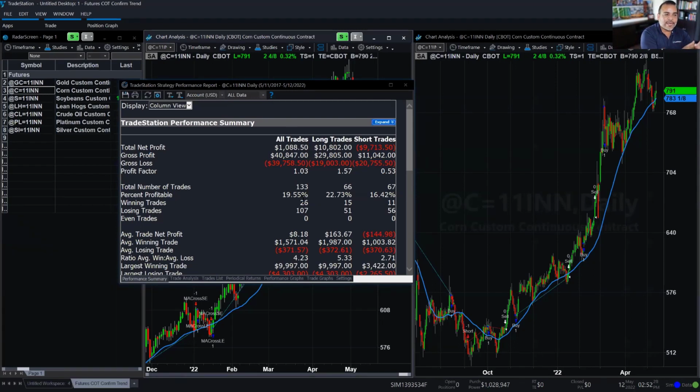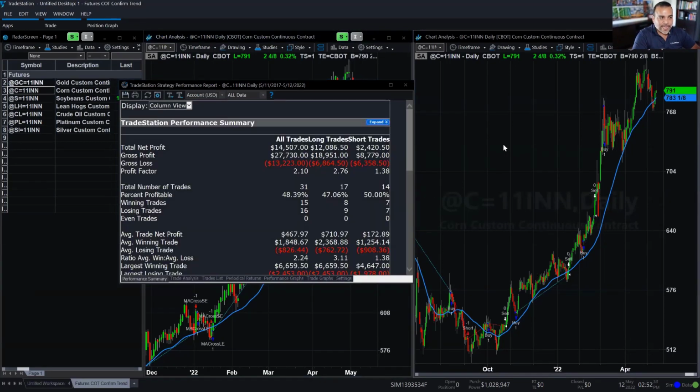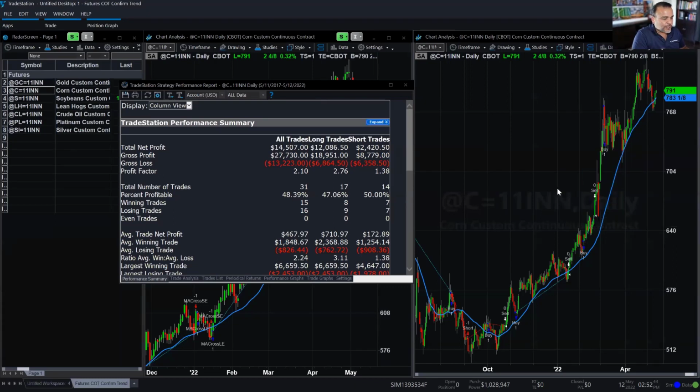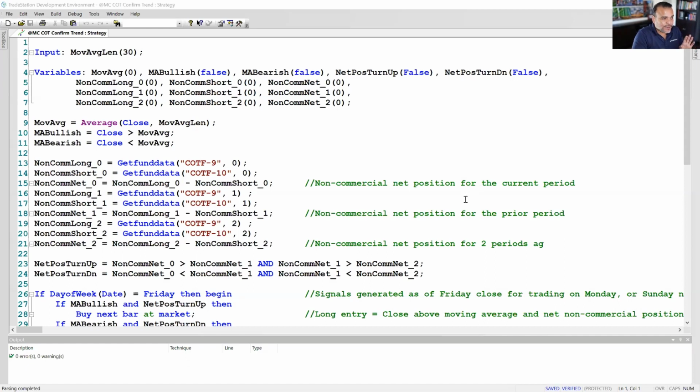I'm not going to go a lot into the details about the strategy, but I want to explain what I did with the strategy and how we modified it. Because here on this other side, I have the strategy using COT data. Now, how is it using it? Let me go into easy language because I want to show you the insides of this strategy.